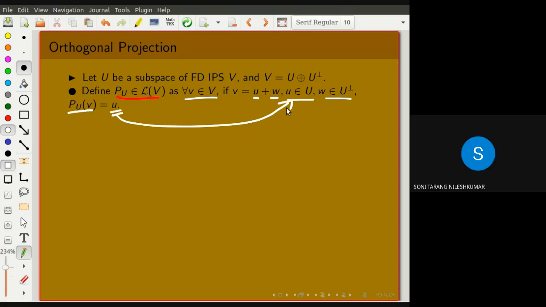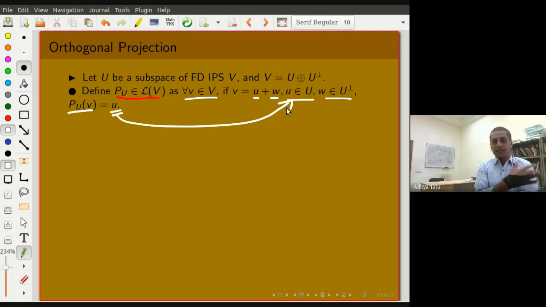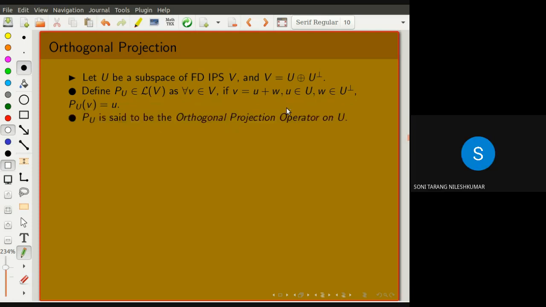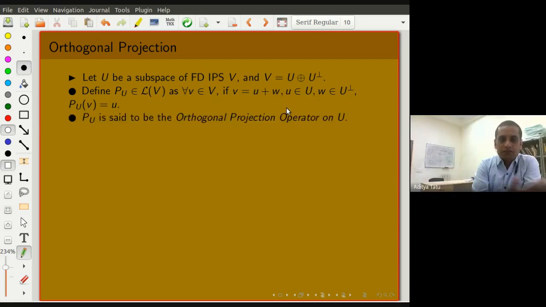Then this linear operator simply chooses the component of v in the subspace U, not the direction of U, since U is not necessarily one dimensional. This PU defined above is nothing but the orthogonal projection operator on the subspace U. The orthogonality comes because the other subspace is U perp.